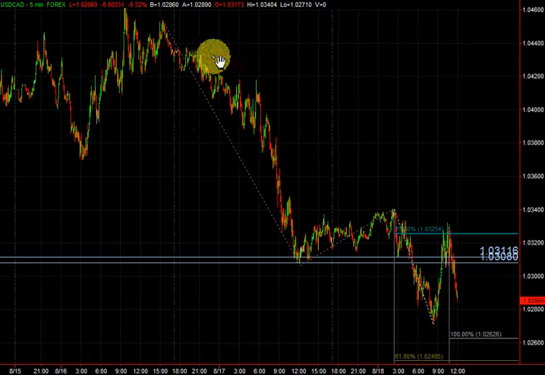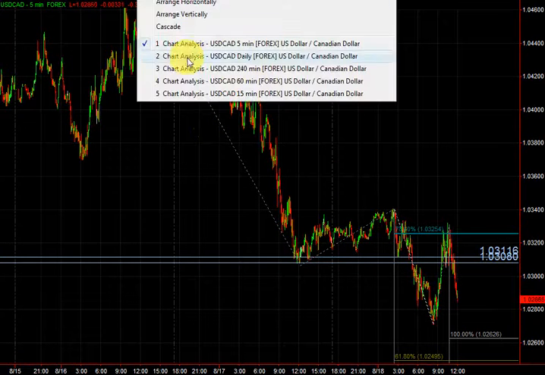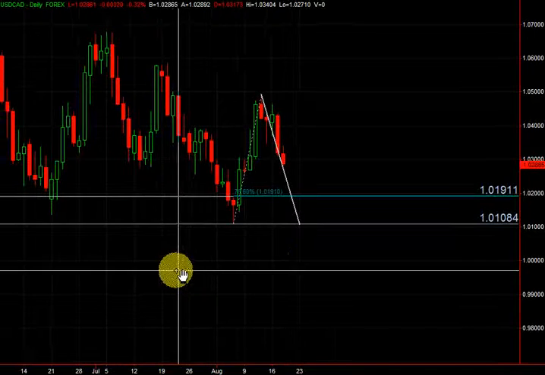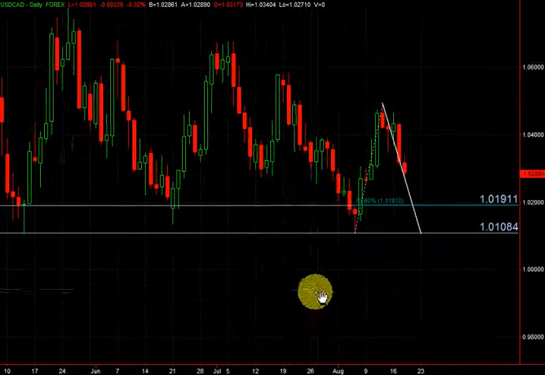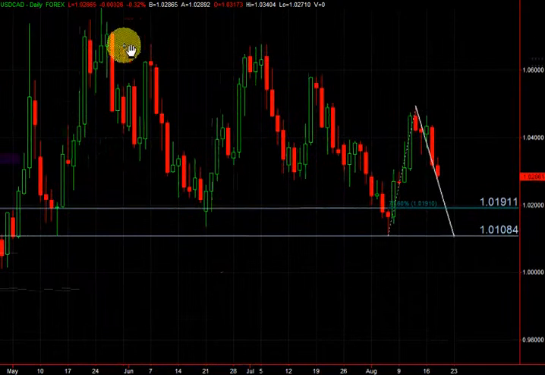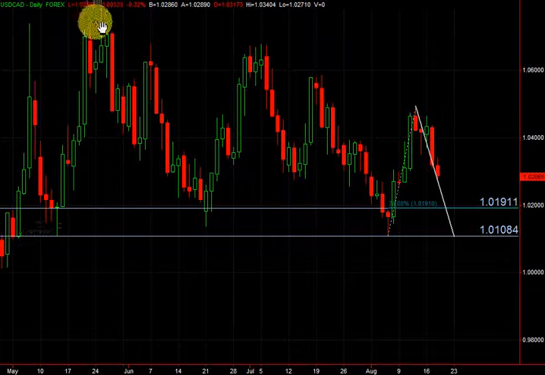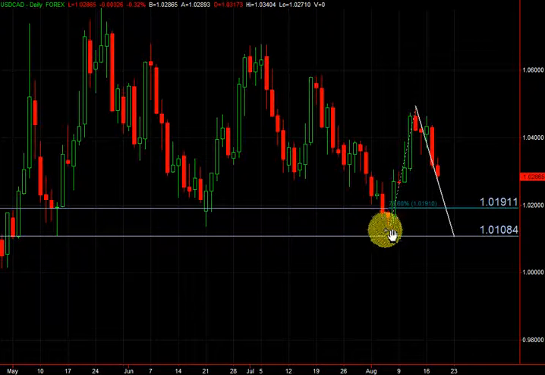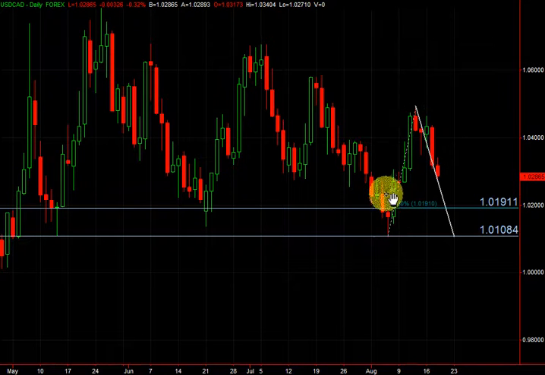We then went ahead and did our top-down analysis. We looked at the USD-CAD daily chart. The daily chart told us that over the last few instances, the market's been going up, coming down, going up, coming down, going up, coming down. Now the market's gone up. We expect it to come down.